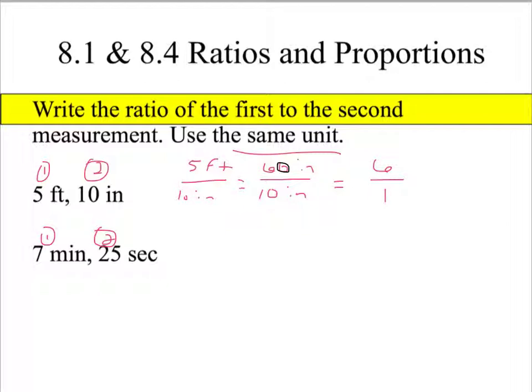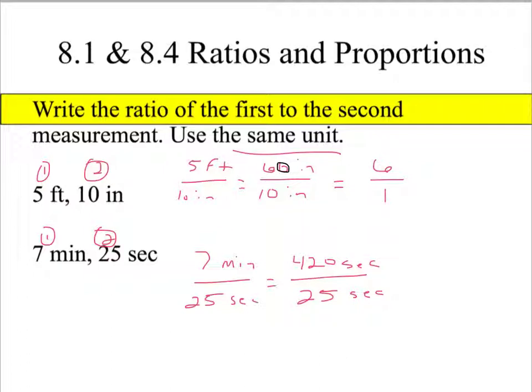All right, same thing. First unit to the second one, 7 minutes over 25 seconds. Which one is going to be easiest to switch? If I make the easiest switch, I'm going to change my minutes into seconds. So multiply that by 60, and I get 420 seconds to 25 seconds. Now, can I simplify that down? That's the true question.